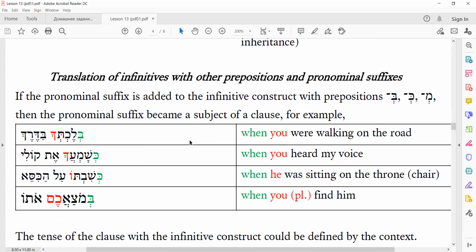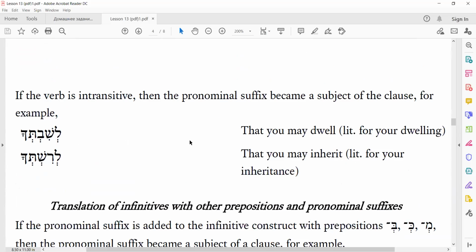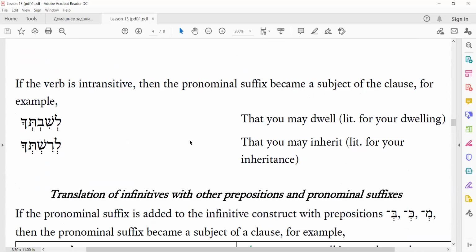So now let us see how we can translate the infinitives with other prepositions and pronominal suffixes. Other prepositions are bet, kaf, or mem. But mem preposition. Sorry, Professor. Yes, please. If we use an intransitive verb, like I go to you, we have to add a preposition. So okay, we will try to see how it works in the sentences, and we will practice.